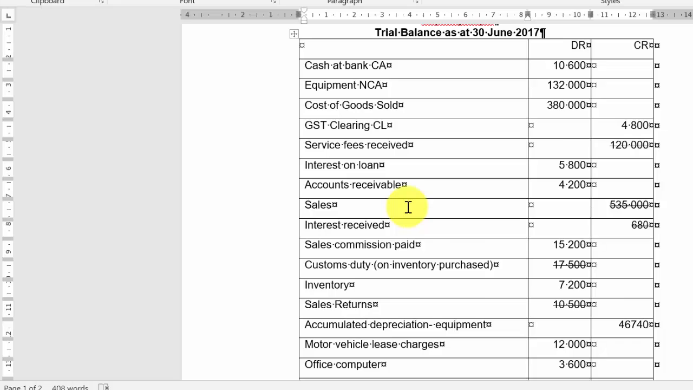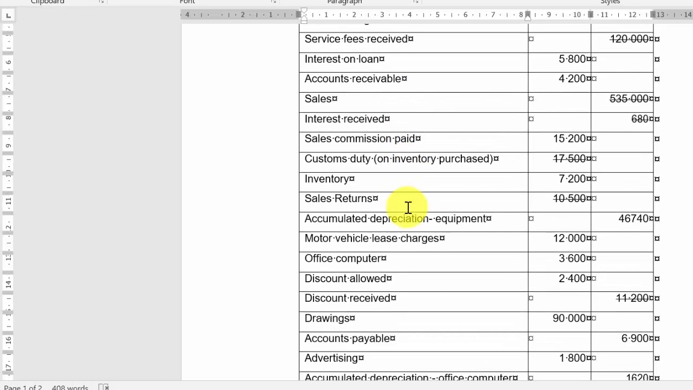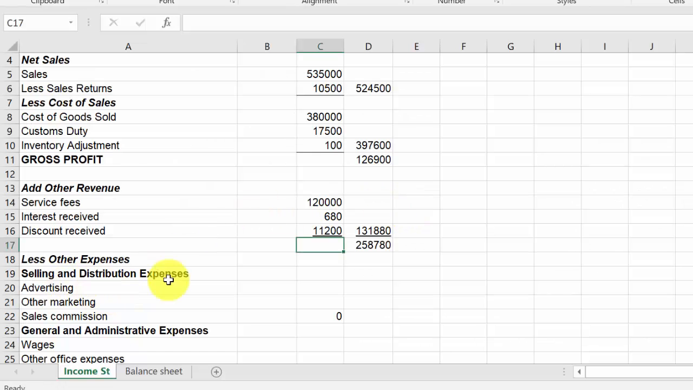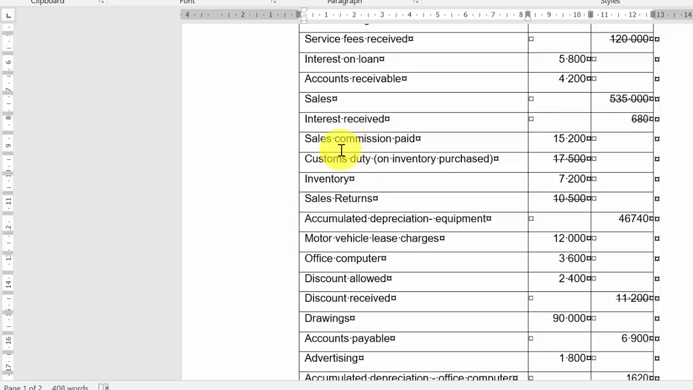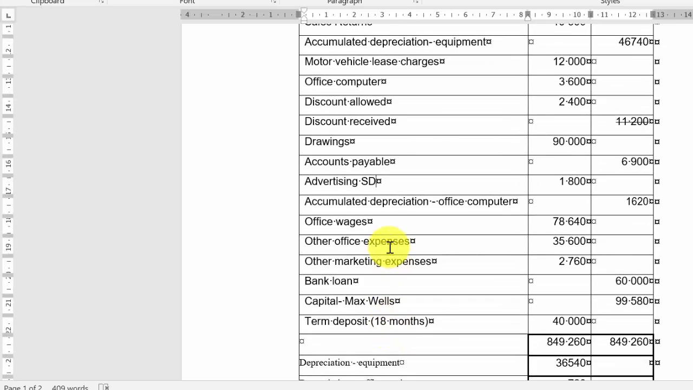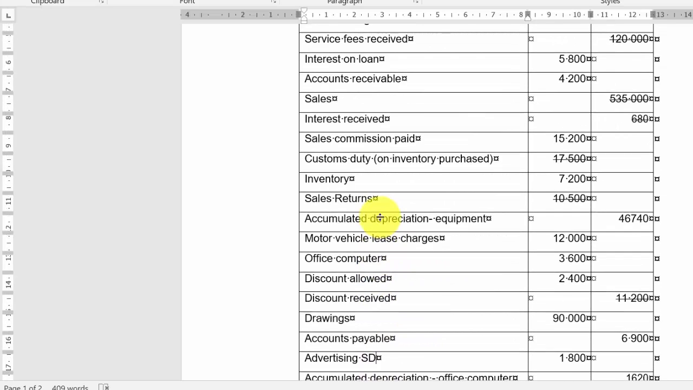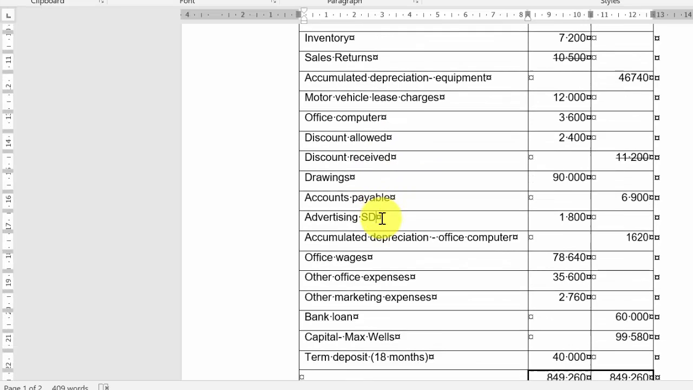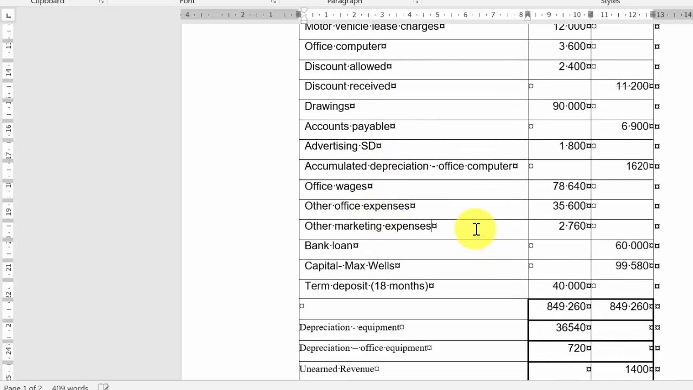So when I go down here, now I'm looking for the sales and distribution expenses, or selling and distribution. You can see that I've identified them already: advertising, other marketing and sales commission. But in the process that I'm recommending that you do beforehand, you would have found them as you've gone through them. So that's a recommendation that I would make to you.